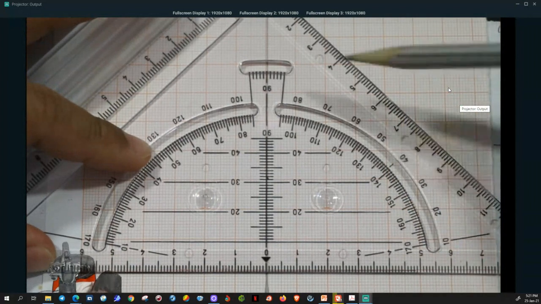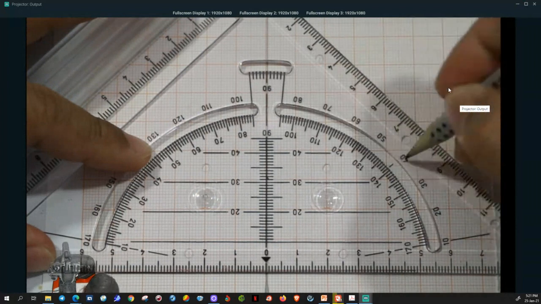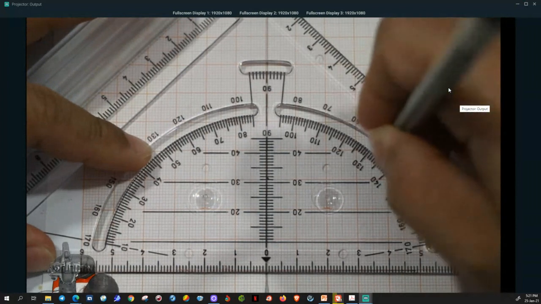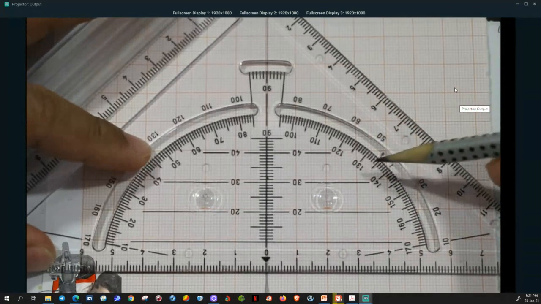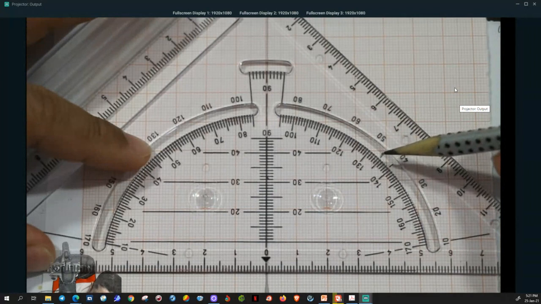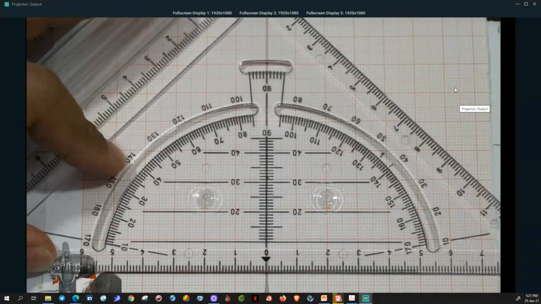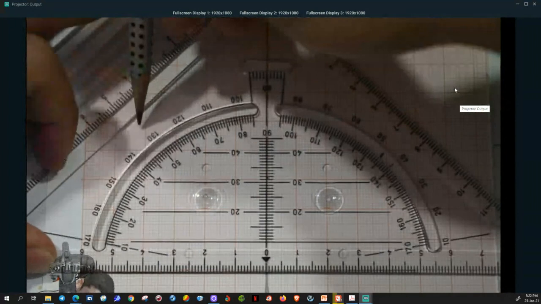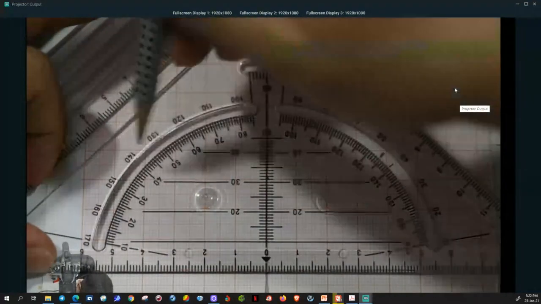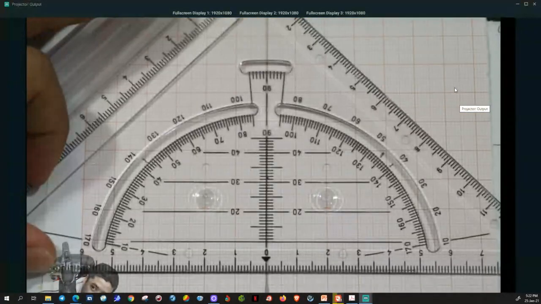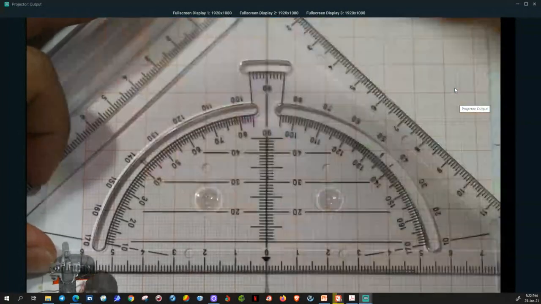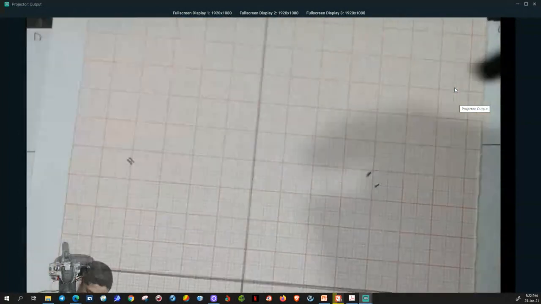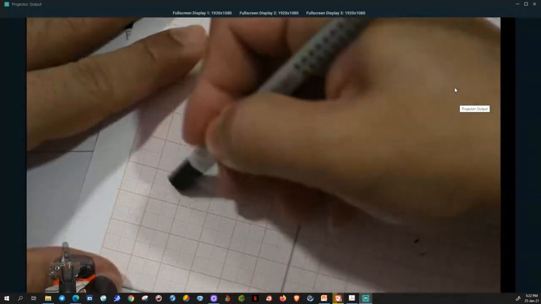Oh wait, this is 40. See, it's easy to make mistake. 40, 45, 46 is actually here. There, okay? That's 46. And 138. So where is 138? This is 130, 140. So 138 is actually here. Okay, maybe that's 137. Yeah, 138. I have to move a little bit to the left. There, 138. Okay.